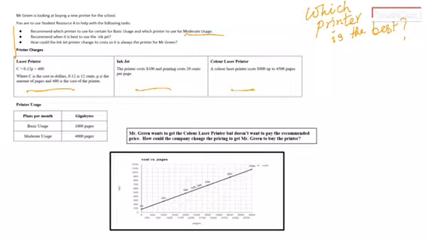When is the best to use the inkjet, and how could inkjet printer change its cost so that it is Mr. Green's all-time favorite. So that's what the context is.